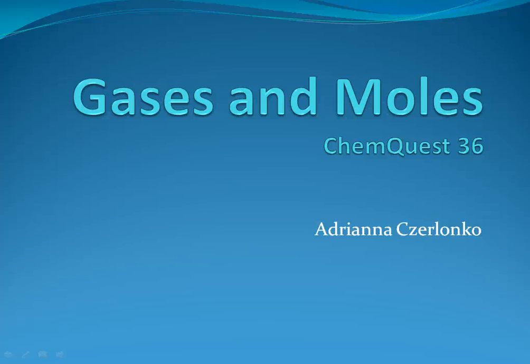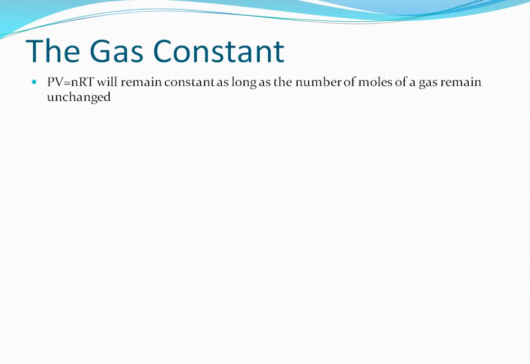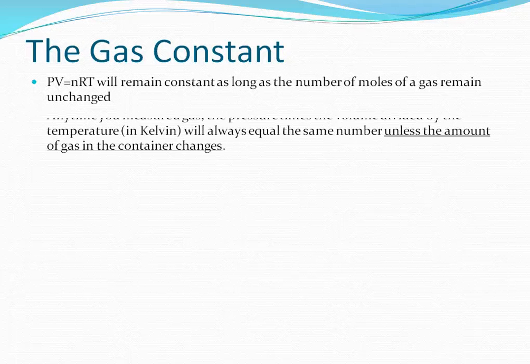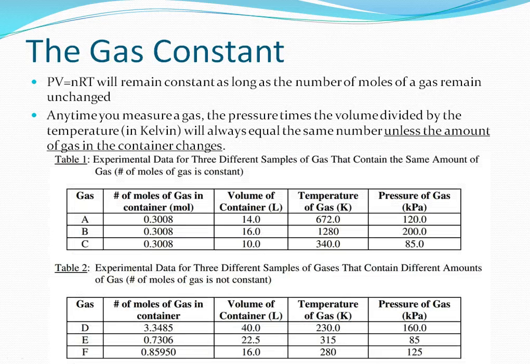This is ChemQuest 36, or gases in moles. The gas constant, PV equals nRT, will remain constant as long as the number of moles of a gas remains unchanged. Anytime you measure a gas, the pressure times the volume divided by the temperature in kelvins will always equal the same number unless the amount of gas in the container changes.